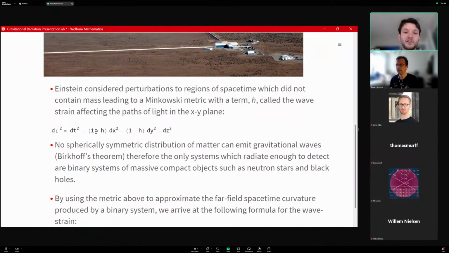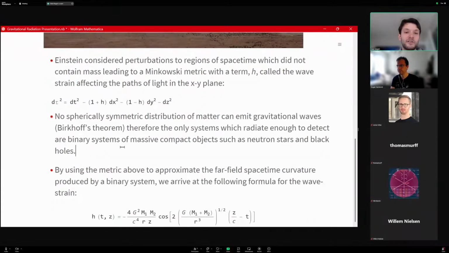And so there's a lot of math involved with solving Einstein's field equations for a binary system like this. But skipping over all the math, we arrive at a formula for this wave strain term. It's like in one direction it's squishing, and the other direction is pushing out. Yeah, exactly.